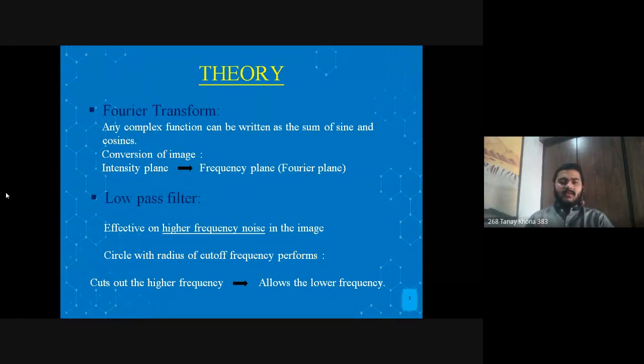The second important component is low pass filter. What does low pass filter do? It is mainly effective on the images which have noise in the higher frequency region. To create this filter, we have given conditions for creating a circular region in which the radius of that circular region symbolizes the cutoff frequency, which we have defined. All the frequency components lying inside that circle, it allows to pass through, and all the components lying outside the circle, it attenuates or cuts off.